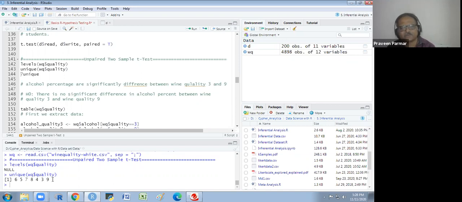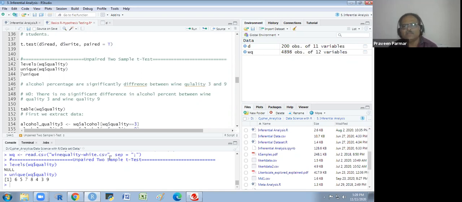It is not a factor. So we say the unique values are 6, 5, 7, 8, 4, 3, 9. So we have different levels of wine, starting with 3, 4, 5, 6, 7, 8, 9. These are the wine quality levels. For alcohol percentage, we have an objective: is the alcohol percentage significantly different between wine quality 3 and 9? So we state one null hypothesis: there is no significant difference in alcohol percent between wine quality 3 and wine quality 9.